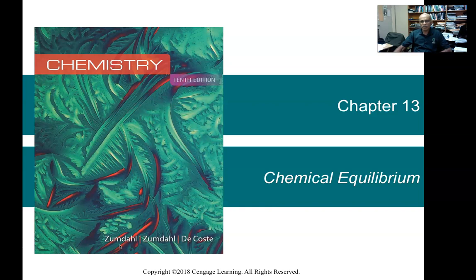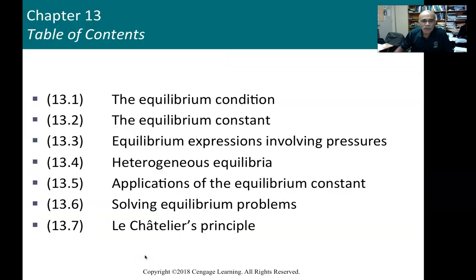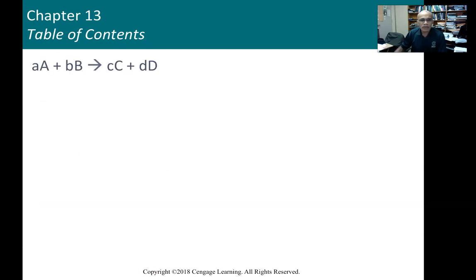So we are on chapter 13 on chemical equilibrium, and these are the list of topics that we're going to cover: the conditions for equilibrium, and looking at the equilibrium constant, and then we'll look at some of the different types of equilibrium and applications. So let's start with a chemical reaction.